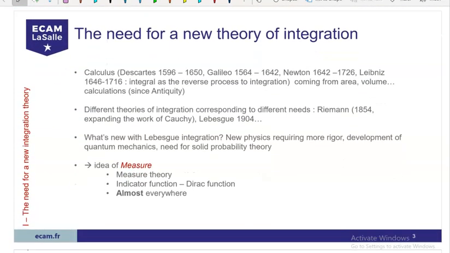So why would we need a new theory of integration? Just a bit of historical setting. Since antiquity, people have been dealing with the need to calculate areas, volumes, surfaces, and things like this. So you know that there's a lot of geometrical use for that, geometrical means to do these calculations. But then during the 16th and 17th century, calculus began to be developed by Descartes, Galileo, Newton, Leibniz. Leibniz was actually the first one to introduce the integral as the reverse process to differentiation.